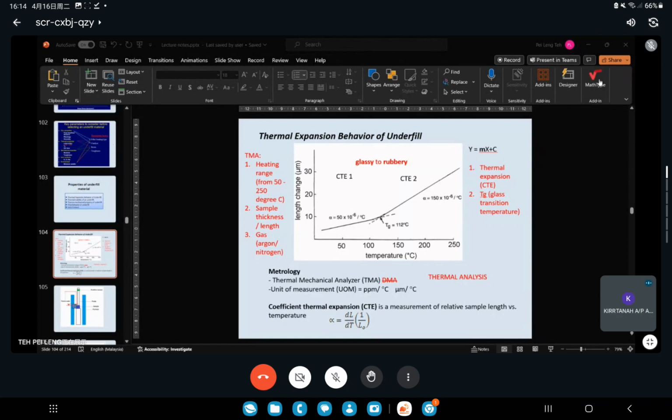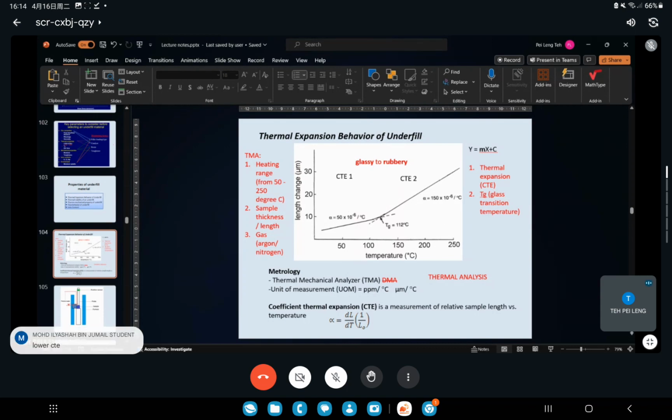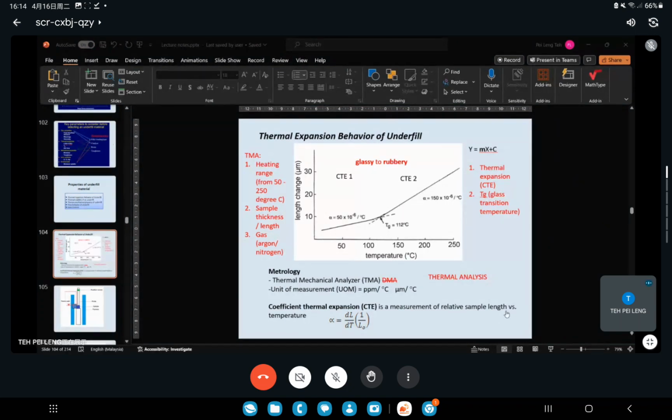Doctor, is it after TG? Why after TG? For underfill, do we need a higher CTE or a lower CTE? Lower CTE. Good, okay, lower CTE. So that's why TG needs to be high.